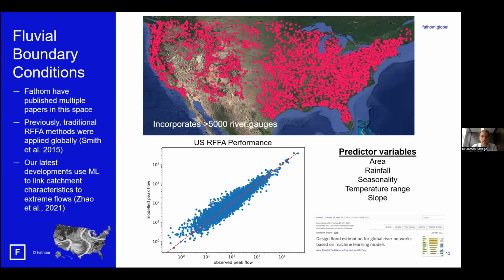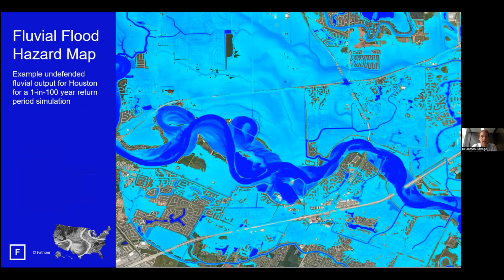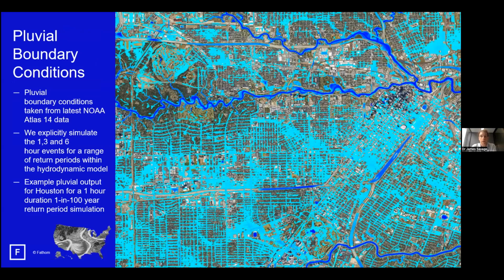On the next slide, we've got an example of a fluvial output. This is a 1 in 100 year fluvial undefended map for Houston. And again, we can start to see some of the detailed flow pathways being picked up in these flood hazard maps.